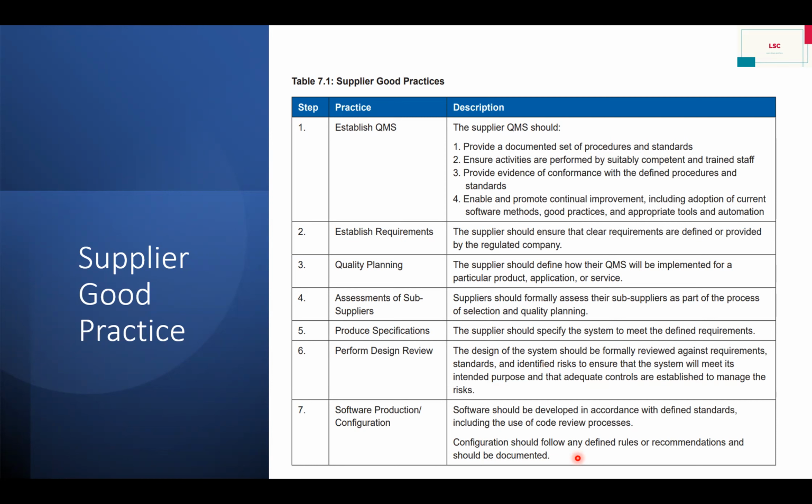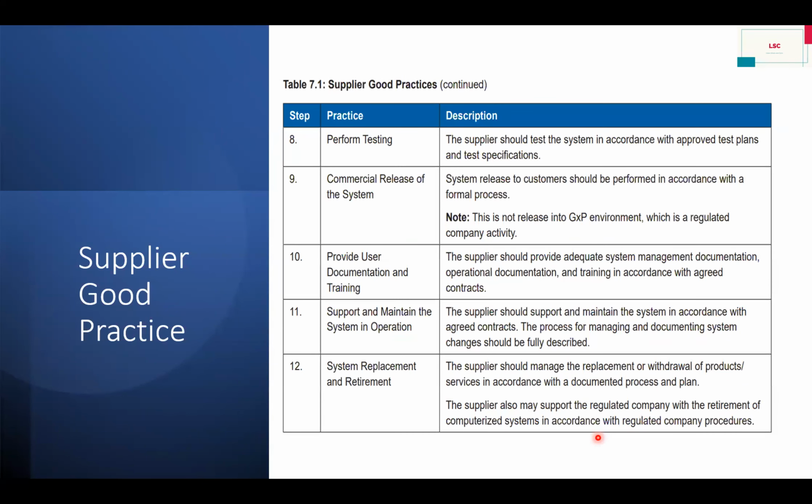Configure the software as defined upon the defined standard, including the use of code review process. So there should be the code review process also with the supplier. 8. Performing testing. Yeah, we have the code, we develop that, but the supplier should test the system in accordance with the approved test plan and test specification. Whatever the specification prepared, whatever the test planning prepared, the supplier should test that.